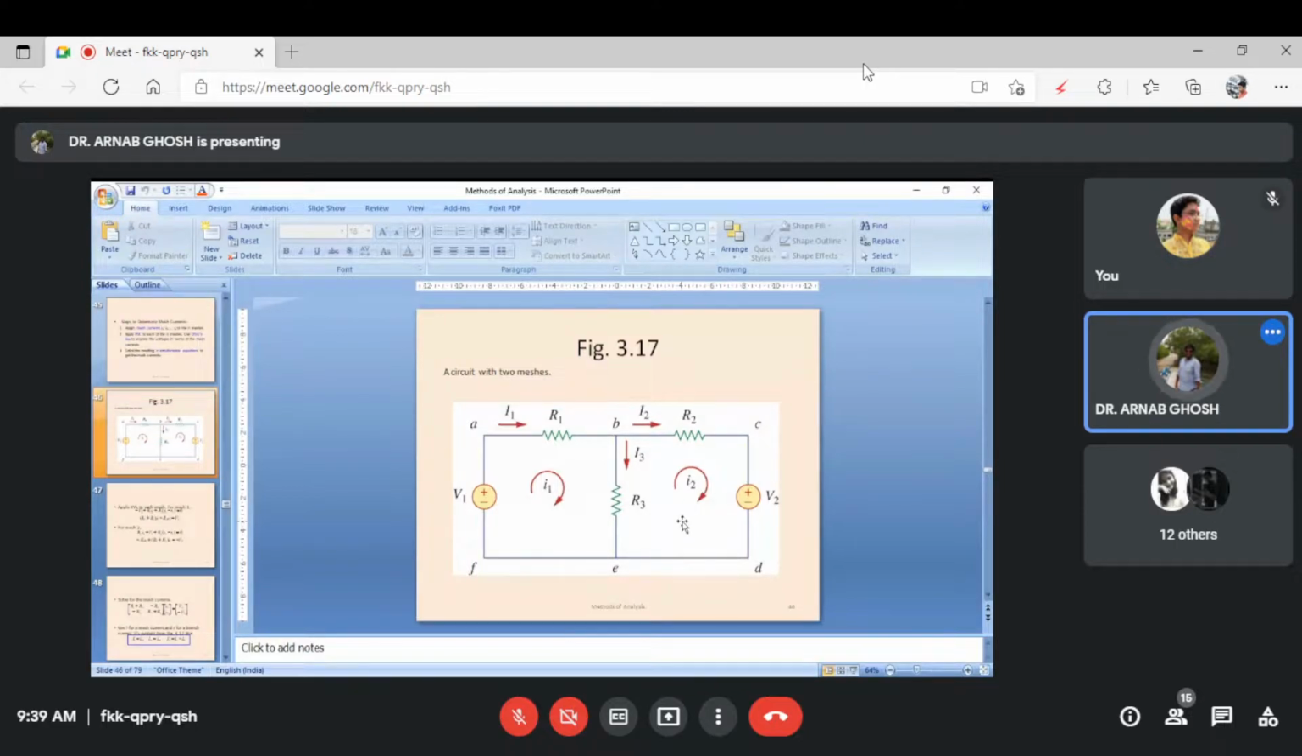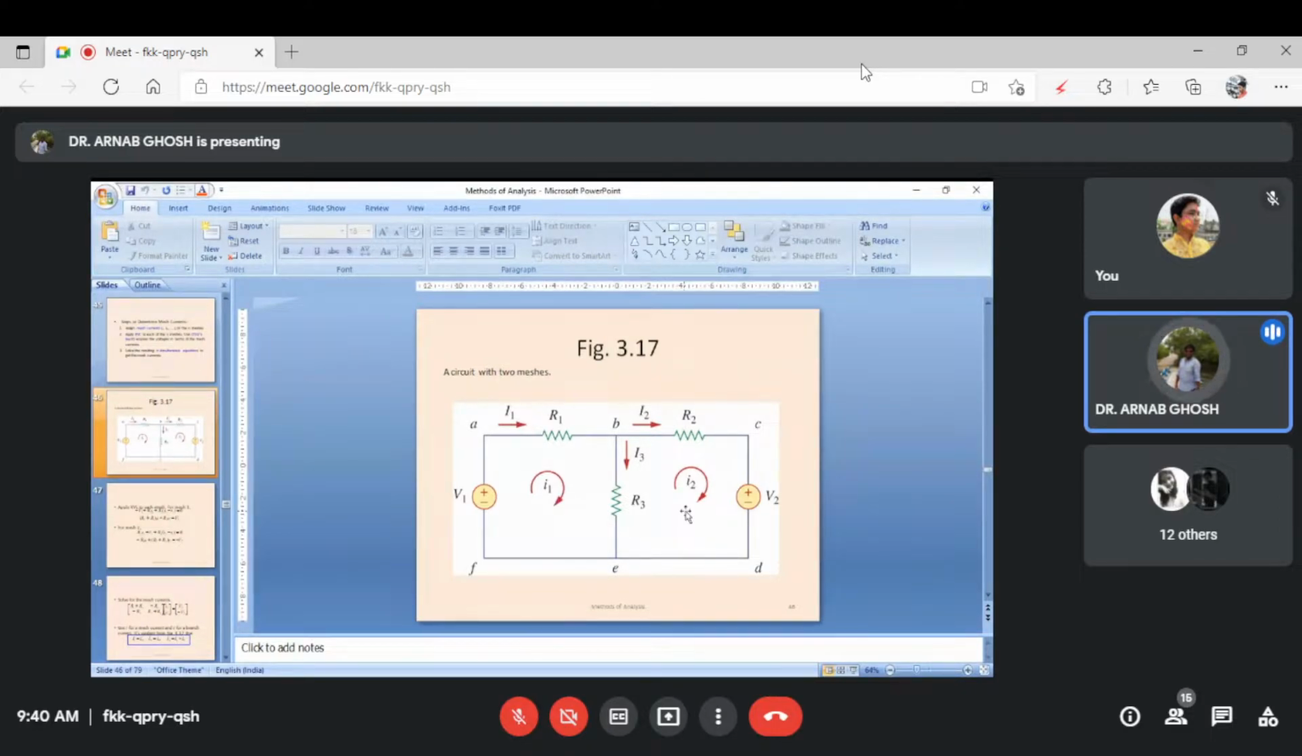So first, one of the most important things for mesh analysis is that when you are considering the mesh currents, the direction of the mesh currents should be in the same direction. That means the direction of the mesh currents that you are considering should be the same for all the meshes. That is, if I am taking I1 to be flowing in the clockwise direction, I have to consider that I2 is also flowing in the clockwise direction.